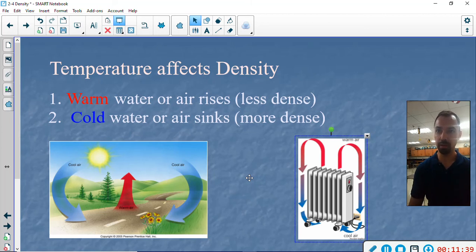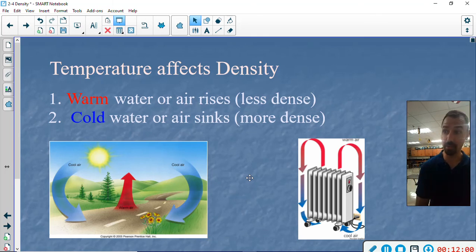On the other hand, cold water or cold air sinks because it is more dense, and the basement is the coldest part of your home. Perfect example of that. Also, think of your swimming pool. The shallow end tends to be warmer than the deep end. To take that a step further, the very bottom of your pool is the coldest point, and the shallow end towards the surface is the warmest point of your pool.